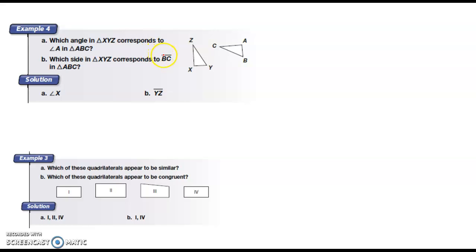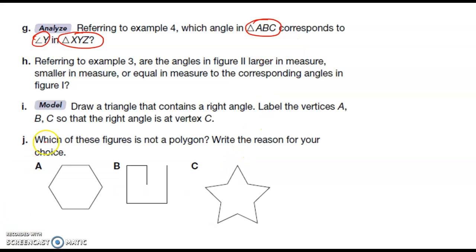So which angle in ABC corresponds to Y? Let's see. This looks like a 90-degree angle, and this looks like a 90-degree angle. So C probably corresponds to Z, which means A corresponds to X, and Y is going to correspond to B. So I think that is our answer. Let's go back and make sure we're answering the right question. Yes, it's going to be angle B.